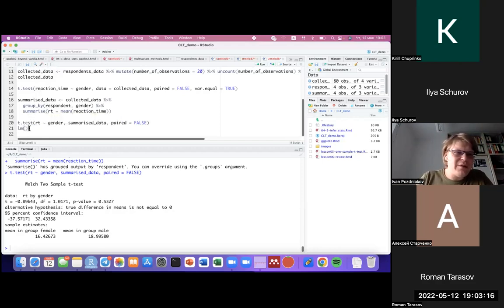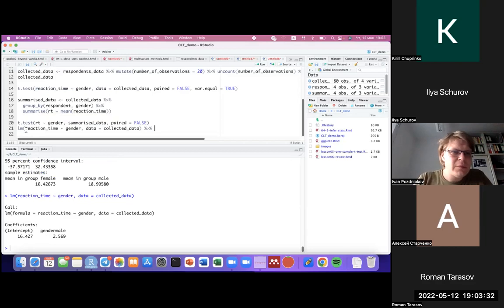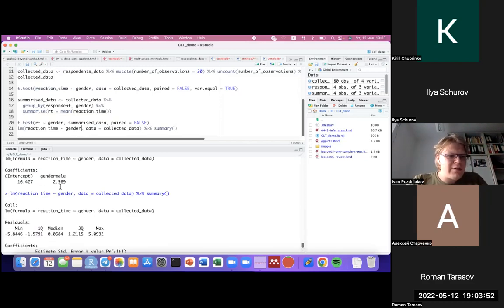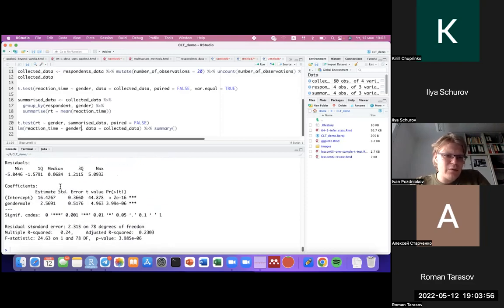Also we can try to do the same as we did with t-test using function lm for linear regression. So actually the syntaxes will be more or less the same. Reaction time, gender, yeah, but again, we cannot do it like that here because we have this additional parameter subject that we can just ignore. The problem is that we cannot just enter it as an additional factor. That's interesting question. Why?